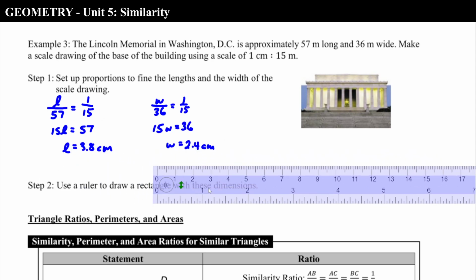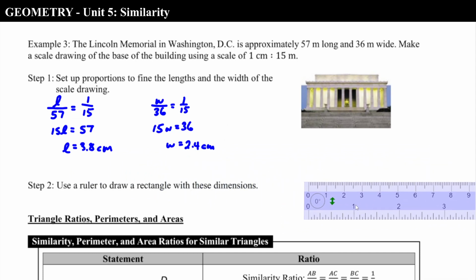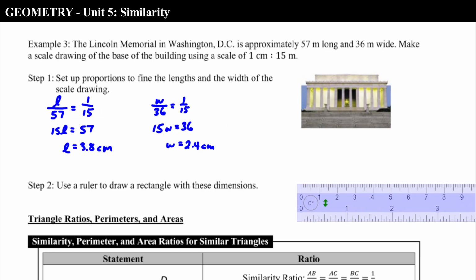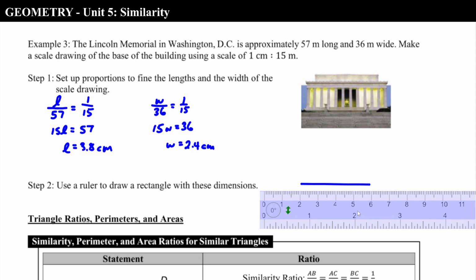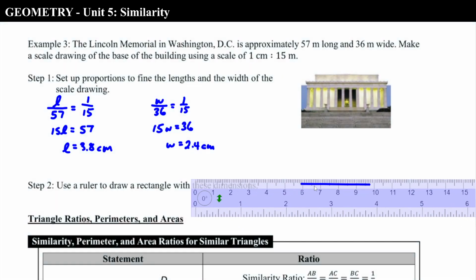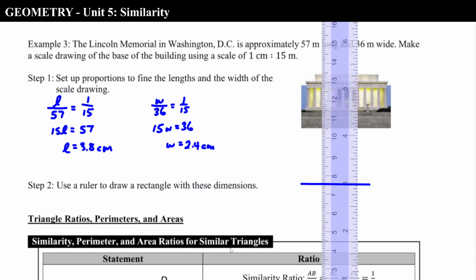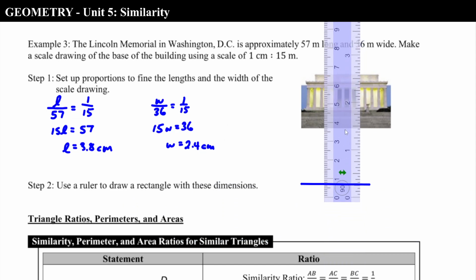So here's my ruler. I'm going to start with the length. So I'm going to draw my scale over here. My length is 3.8, so I'm going to draw a line that is about 3.8 centimeters, which would be right here. And then I'm going to take my ruler and I'm going to rotate it. And I am going to draw my width.